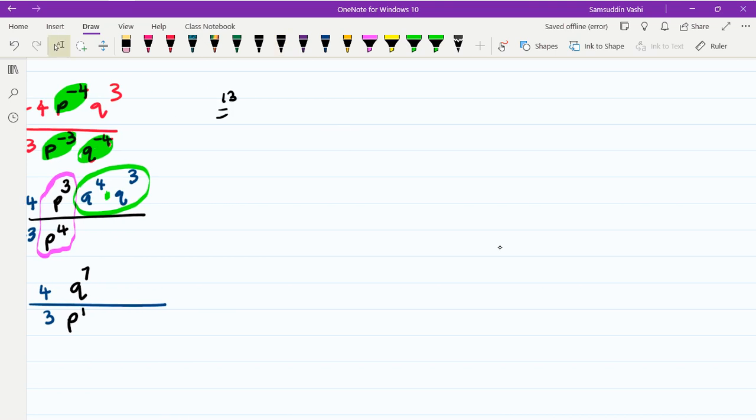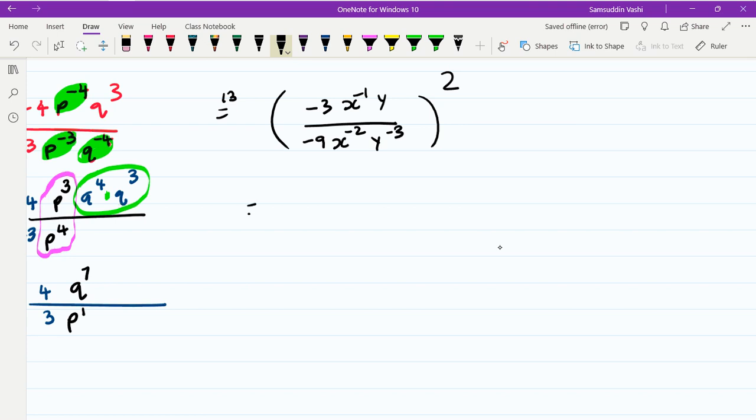Then 13. I have a bracket and a square. I will not apply the square until I finish working out inside the bracket. Okay. So it has a fraction: negative 3 x to the power of negative 1 y, over negative 9 x to the power of negative 2 and y to the power of negative 3. Once again, I have 3 places with negative power, 1 in the numerator, 2 in the denominator.